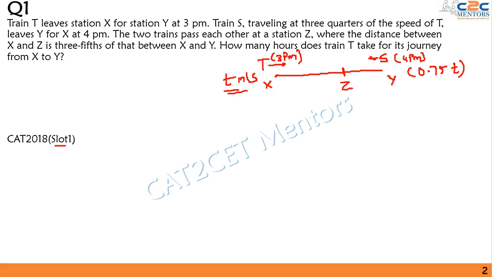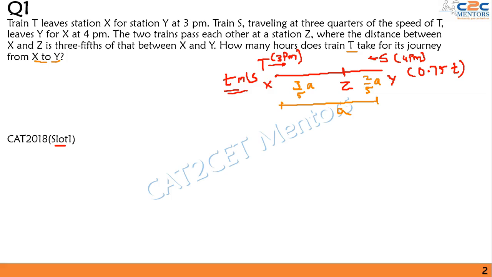And if I assume that this entire distance is A, then this will be 3/5 of A and this will be 2/5 of A. This is the information that we have been given, because the distance of X and Z is 3/5 of the net distance of X and Y. Now we are asked how many hours train T takes for its journey from X to Y. This is the entire information, and we have plotted it on a diagram so it is easy to understand and we do not have to go and read the question once again.